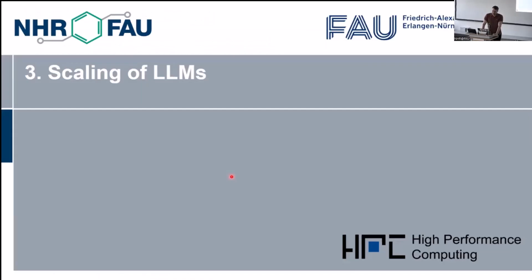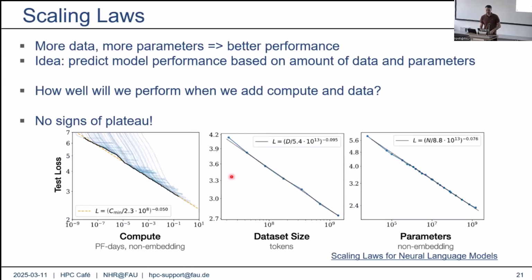Okay, let's go into scaling of LLMs, which is the key of the success, I guess, for those emerging capabilities too. The scaling laws are used to predict the size of the models, whatever you want to use. So more data and more parameters generally lead to better performance. The idea is to predict model performance based entirely on the data and parameters in the scaling laws. So the question that can be answered by the scaling laws is how well will we perform when we add compute and data to our model? And at least currently, I'm not sure if this is outdated yet, there are no signs of plateauing. So adding data and compute is still a good recipe.